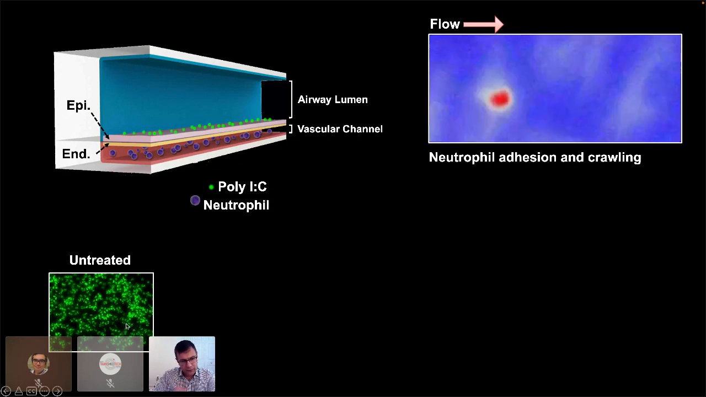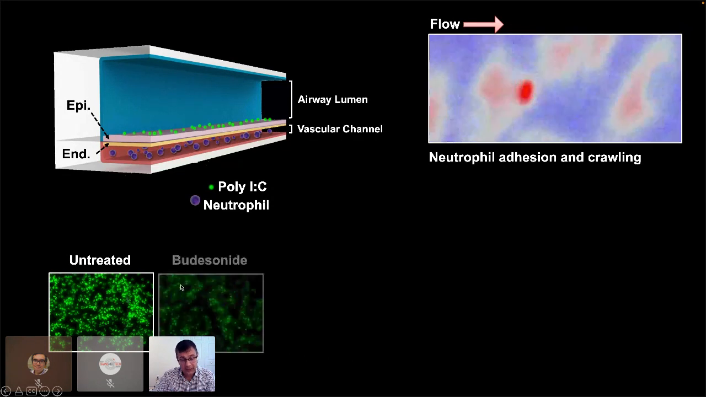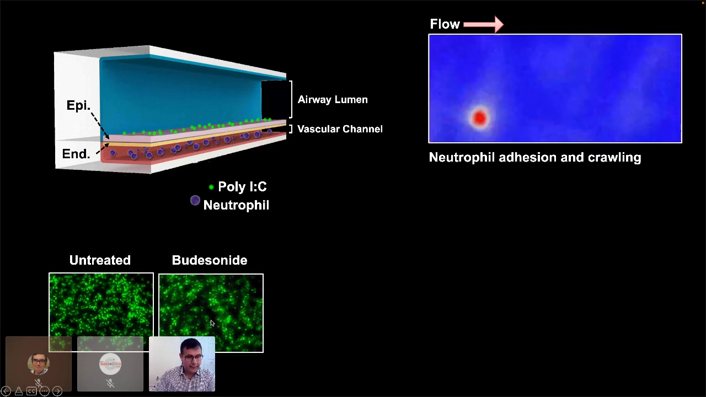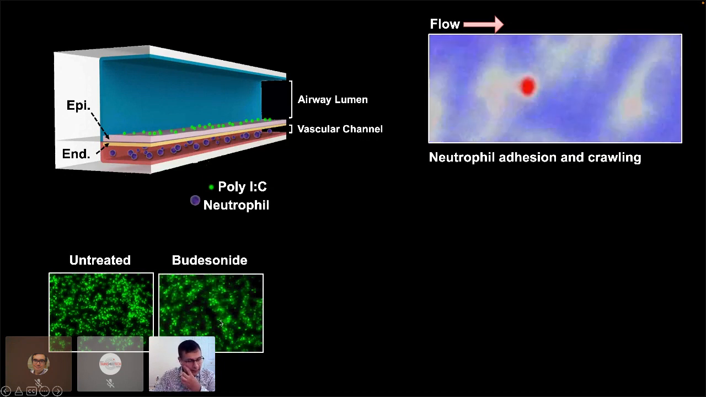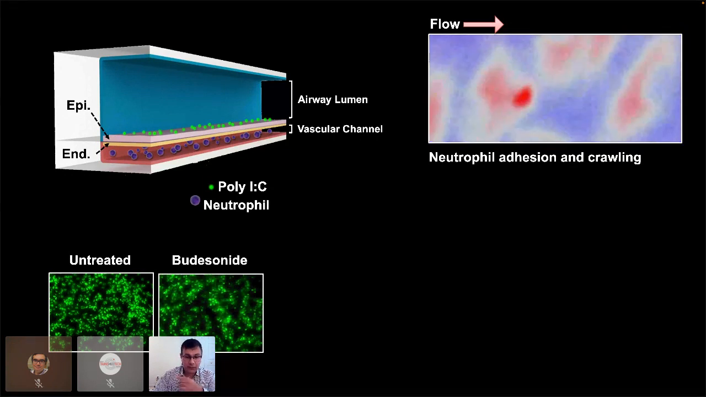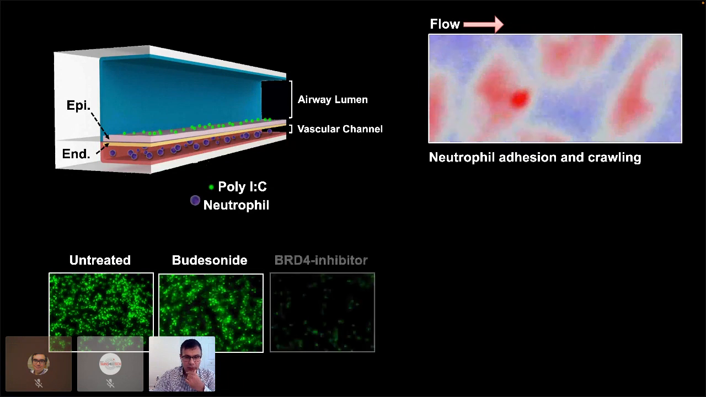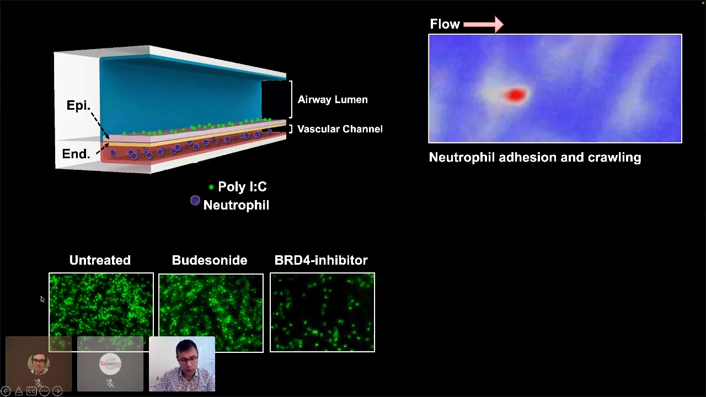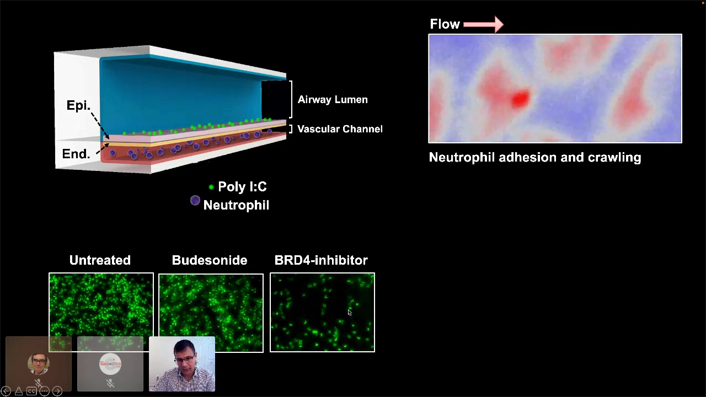We can see a lot of neutrophils adhere, so every grain is a neutrophil. Now, when we give budesonide, a steroid which is used in clinic, we can see that there's still quite a lot of neutrophils adhere. And that's both interesting, but also disappointing, because you would assume it can help with a lot of inflammatory processes in the patients. But when you look at the BRD4 inhibitor, our experimental drug, we found it reduced the binding, the capture of circulating neutrophils to inflamed endothelium.